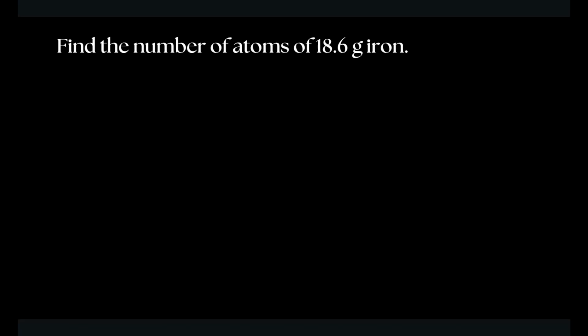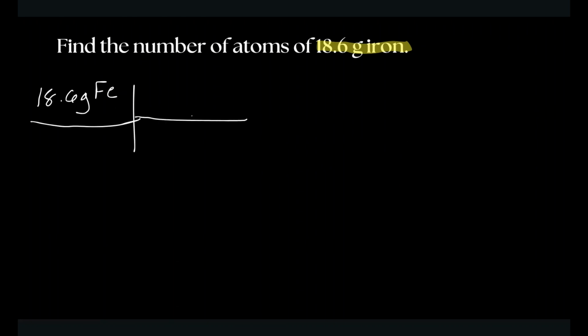Taking a look at our next question, it's asking us to find the number of atoms of 18.6 grams of our iron. So the first thing that we're going to do is look at what's provided to us in the problem. So the 18.6 grams of our Fe. We're going to put this into the setup. Now, if I look, this is my grams of the Fe, which means that down here in the diagonal, we're also going to have the grams of our Fe. So the grams of our iron.